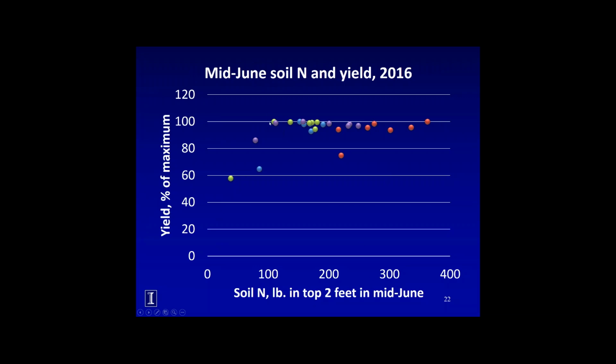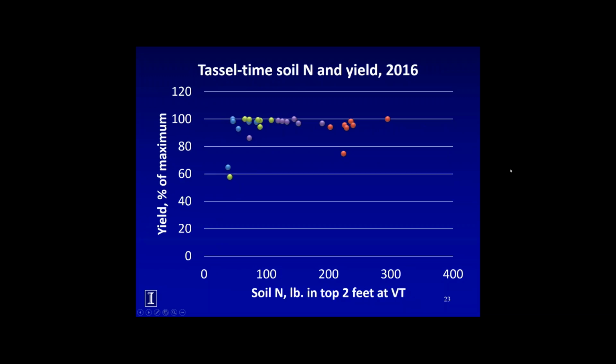And you can see as long as it was above about 100 parts per million, that would be about 10 parts per million of nitrate in the top 2 feet, we had enough. This is an exception. This was at our Monmouth site. The yield was compromised, but the nitrogen in the soil was never low. And so we have some more pondering to do.